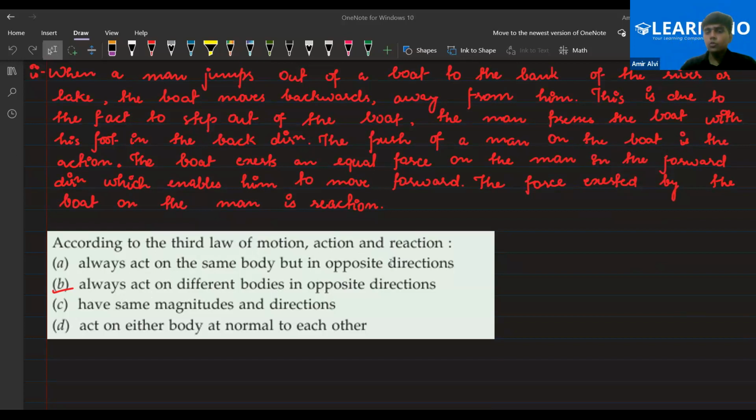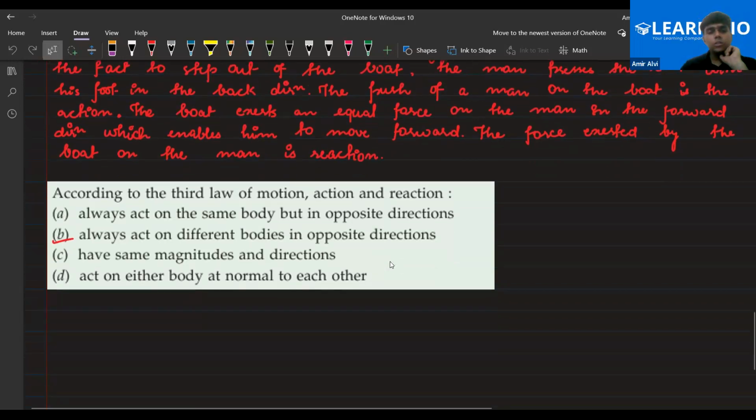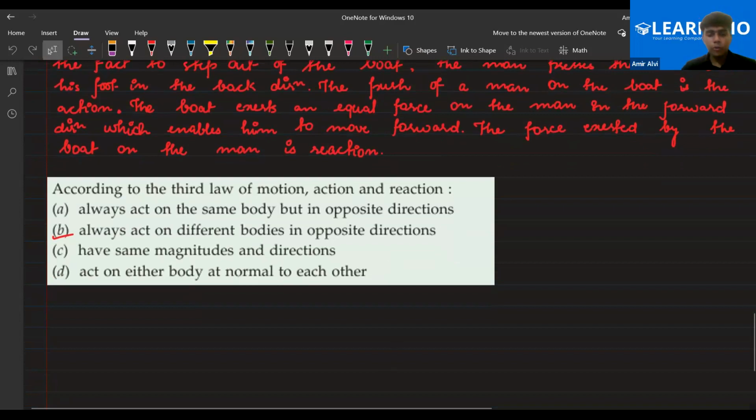Any doubts so far? Yes, anyone? No, sir. Chalo, that's great. Okay, so this is what the third law of motion is. Let's see something based on the third law of motion.